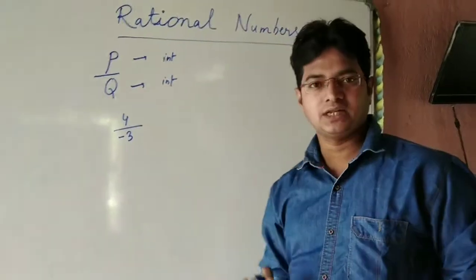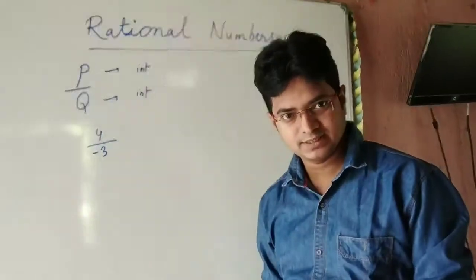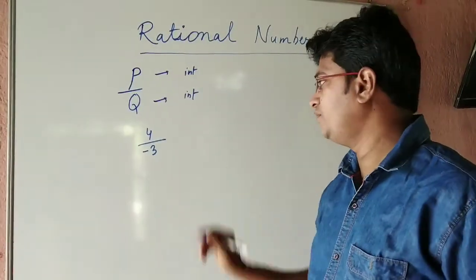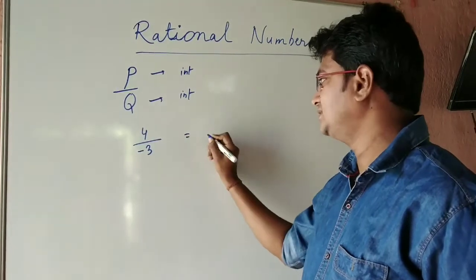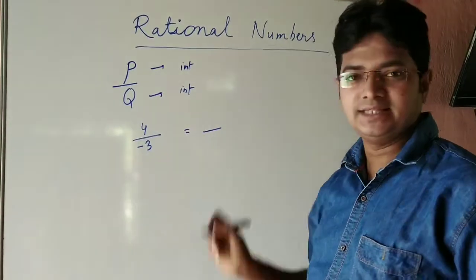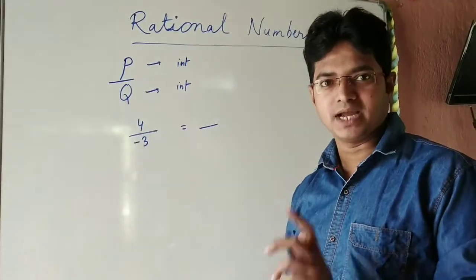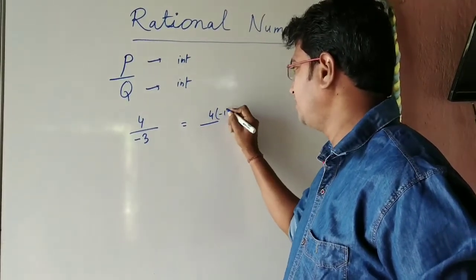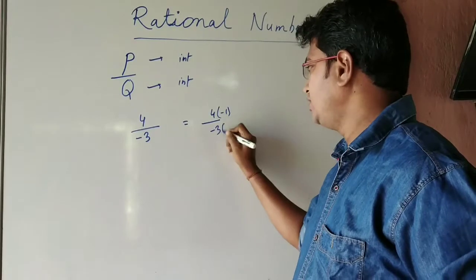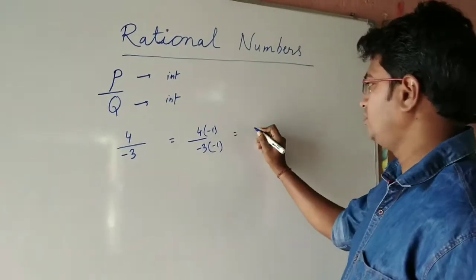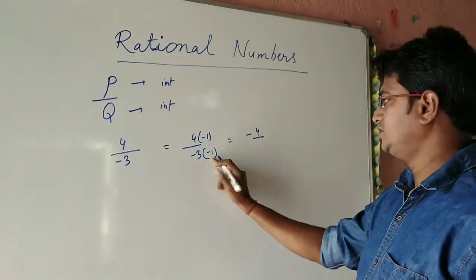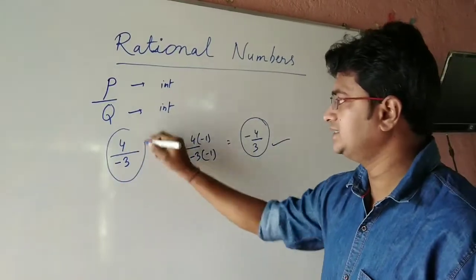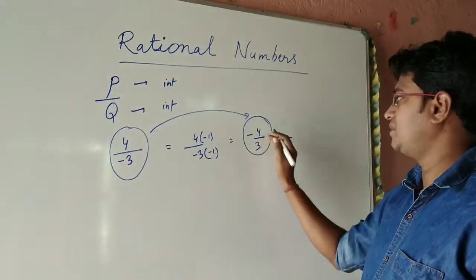Is this a rational number? Your answer is yes, because in the denominator we have got minus 3. Generally, what do we do? If a minus sign is in the denominator, we shift it to the numerator. This can be done by multiplying by minus 1 in the numerator as well as the denominator. So if you multiply by minus 1 in numerator and denominator, you get minus 4, and minus into minus is plus. So 4 by minus 3 can be represented as minus 4 by 3.